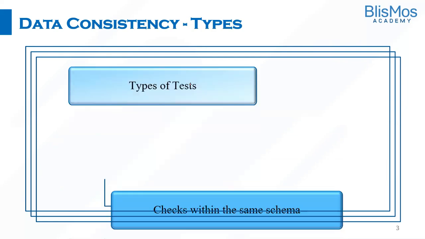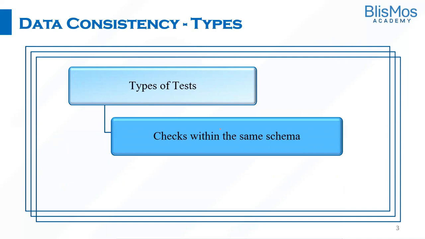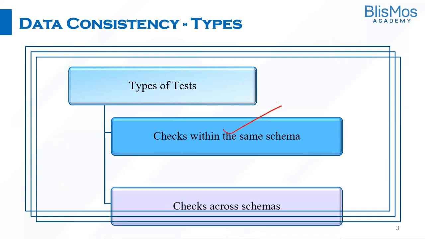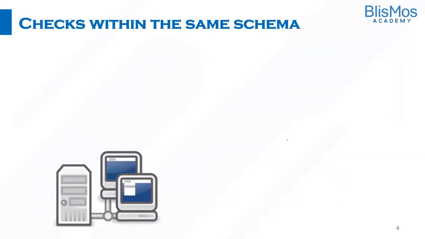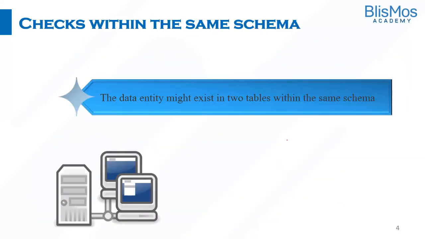In terms of validating data consistency, we have a couple of types. One is validating within the same schema, and the other is validating across schemas. Let us look at them one by one. As the name suggests, you may have multiple tables within the same schema. When you have multiple tables within the same schema, the data should be the same. There should be an exact match in the different tables of the same schema.